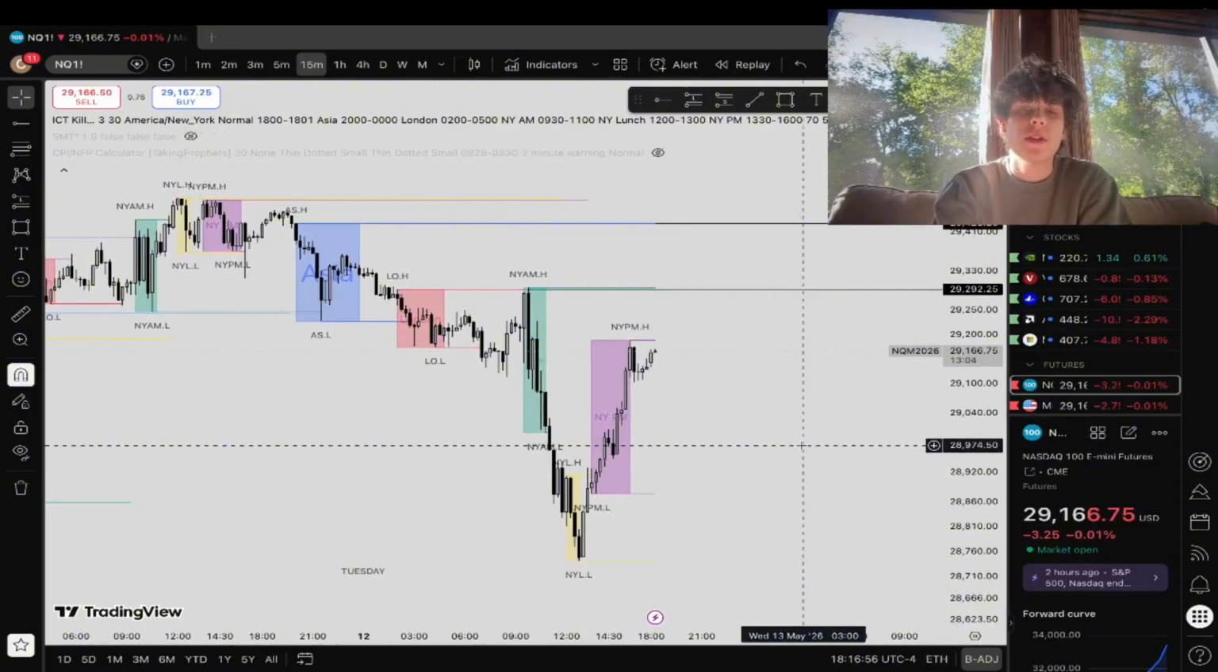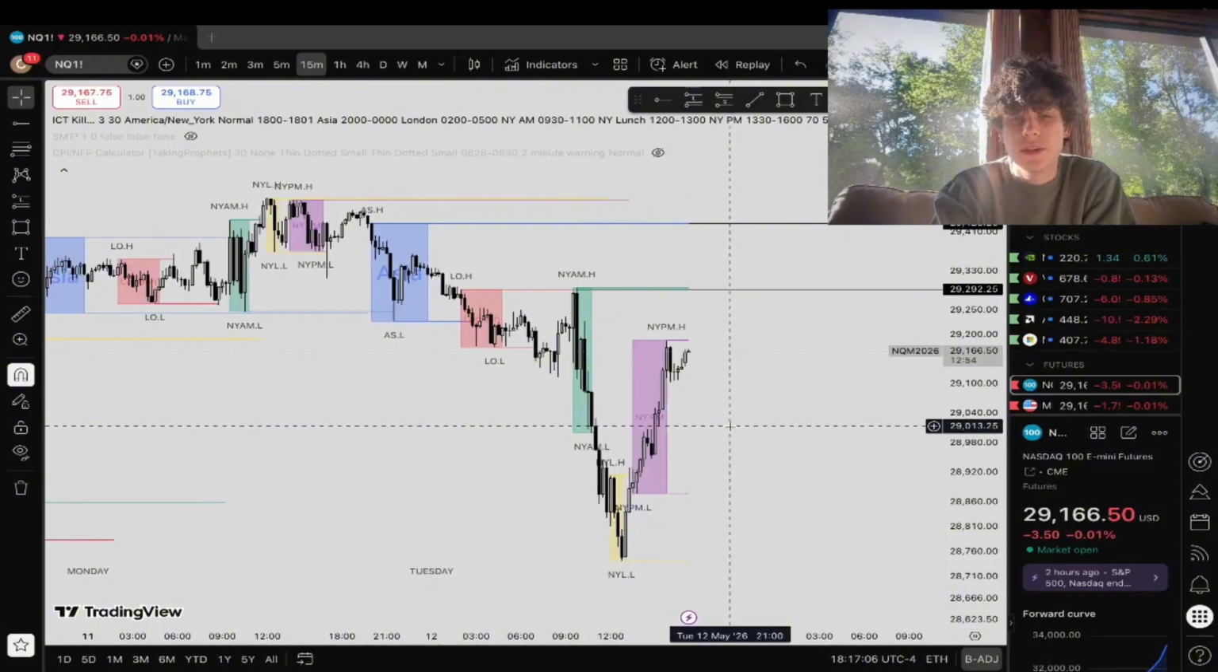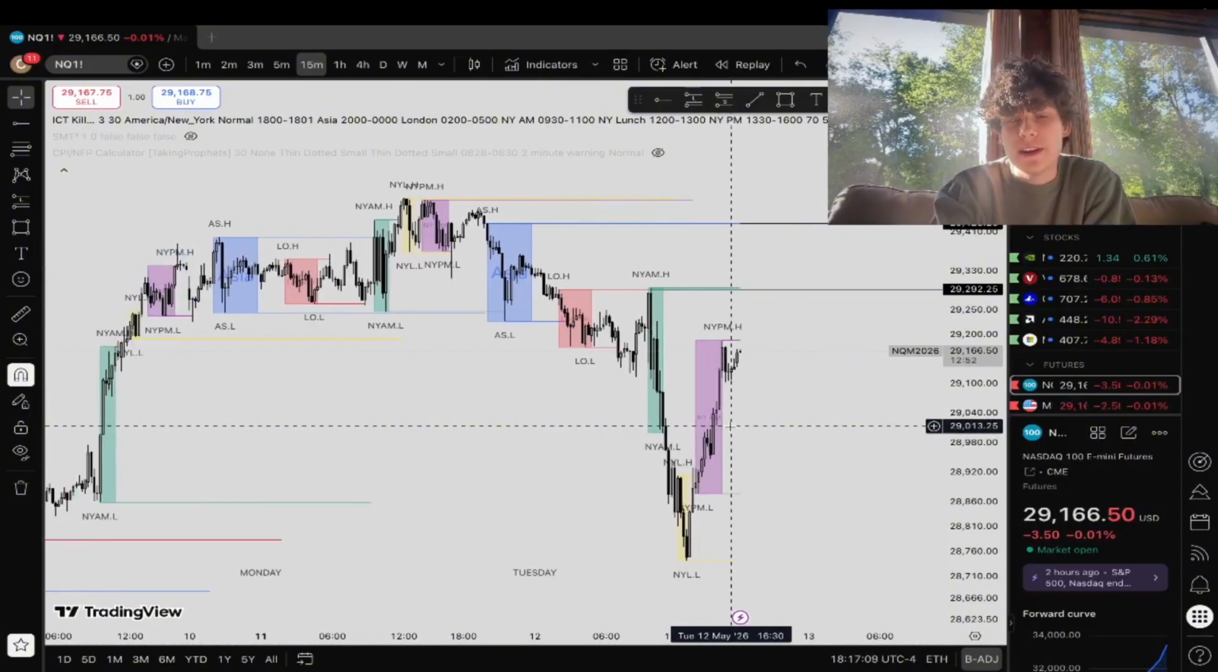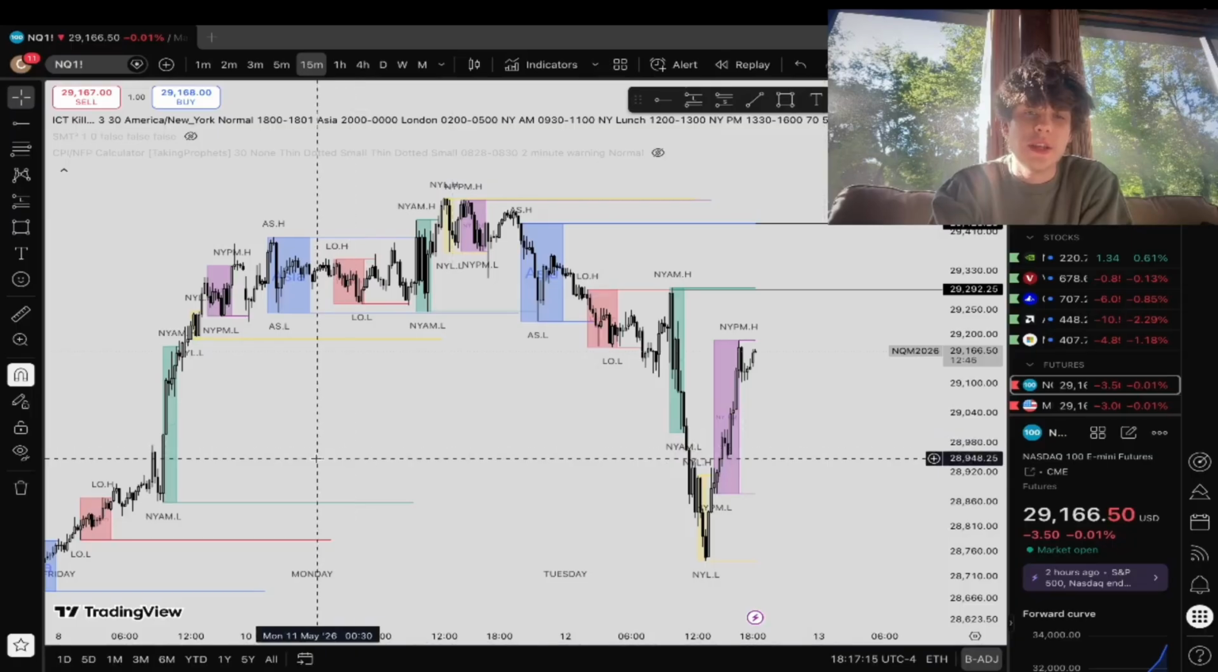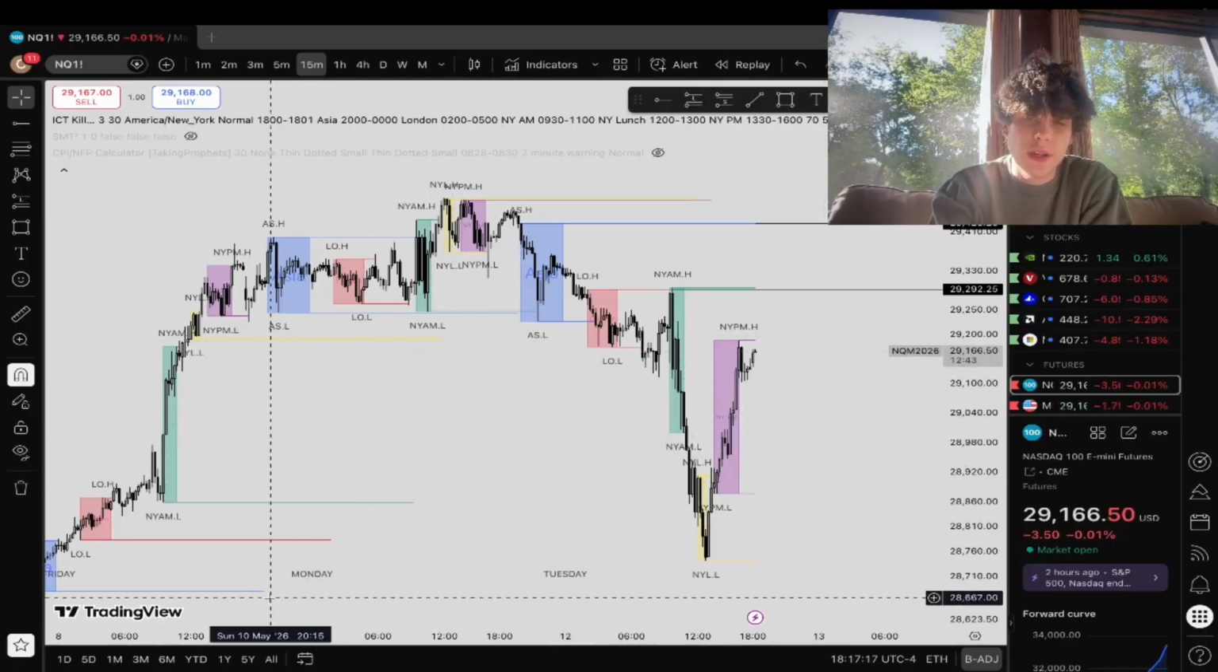Essentially, the recap: the market is very, very prone to drawing towards these session highs and lows. It happens pretty much every day. I mean, just looking at this chart, you can see we built up so much liquidity.